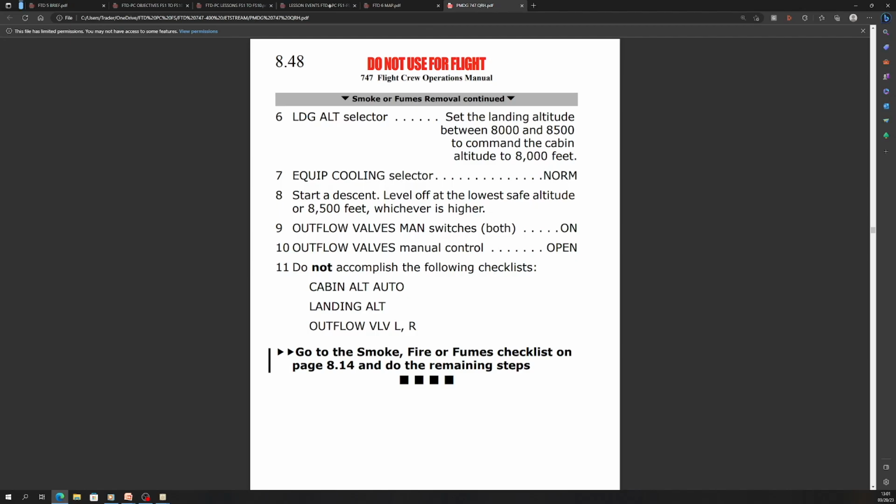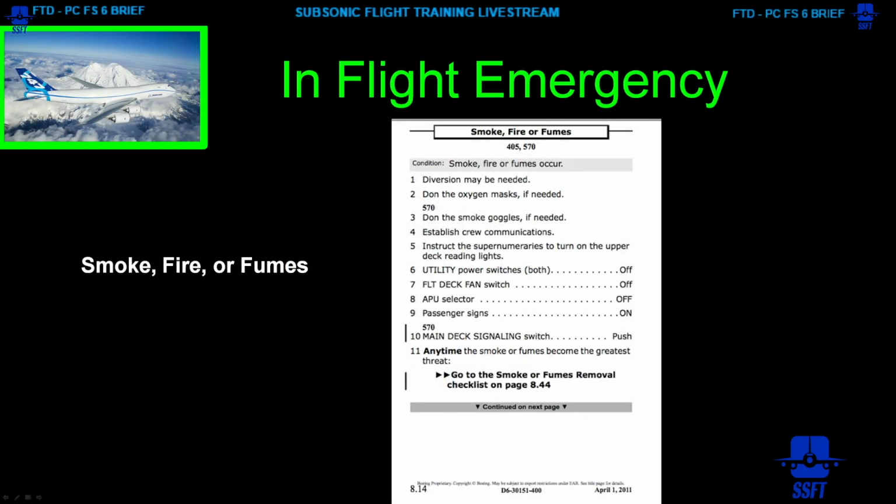So again, there's two things there. There's the smoke, fire, fumes checklist, and there's the smoke or fumes removal checklist. But we always go to the smoke, fire, fumes checklist first. Then if we need to, we go to the smoke or fumes removal checklist if it's getting bad that we need to do something to try to get the bad fumes out. And that's what we're trying to do with the removal checklist. And then we go back to the smoke, fire, or fumes checklist once we finish that if we need to.